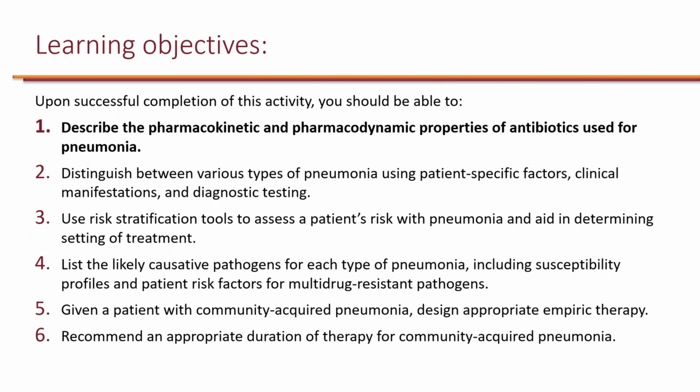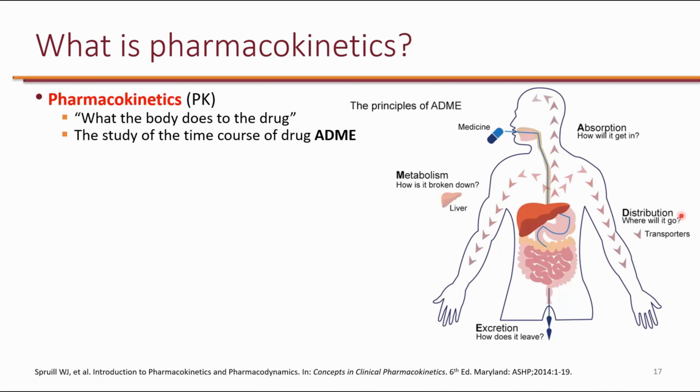The first learning objective is to describe the pharmacokinetic and pharmacodynamic properties of antibiotics used for pneumonia. Let's review what pharmacokinetics means. Traditionally, pharmacokinetics is known as what the body does to the drug.